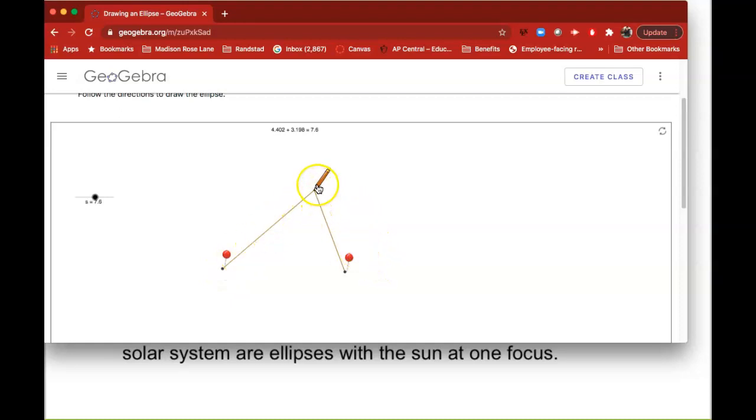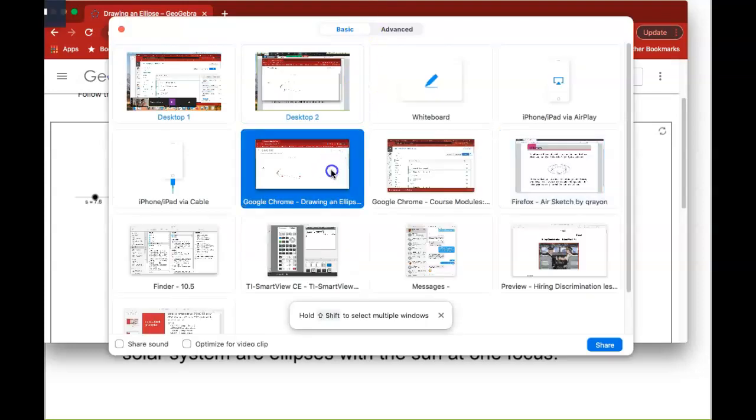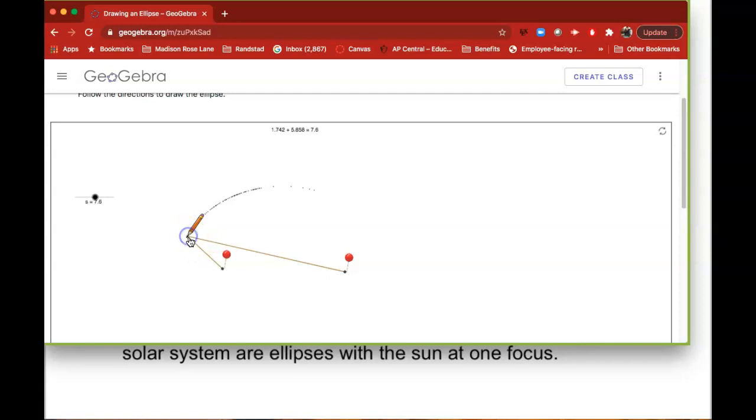And so if I then keep the string taut and trace around, you can see the individual distances are changing, but the sum remains 7.6. Oh, I'm sorry, I'm not sharing this again. That's going to trace out an ellipse. So the sum remains constant, even though the individual distances from the tip of the pencil to the pin may change. And that's the definition of an ellipse.